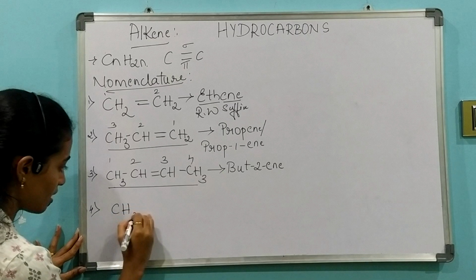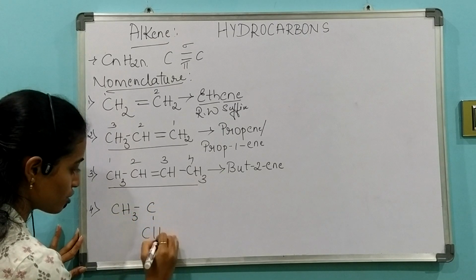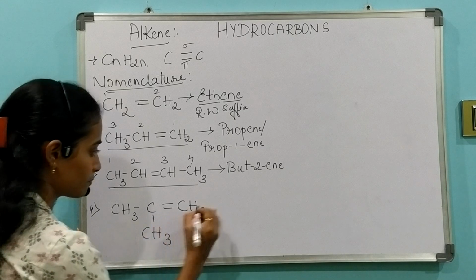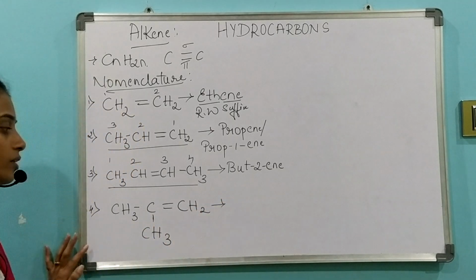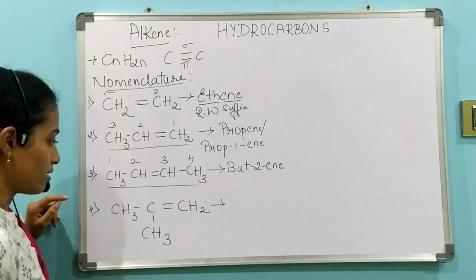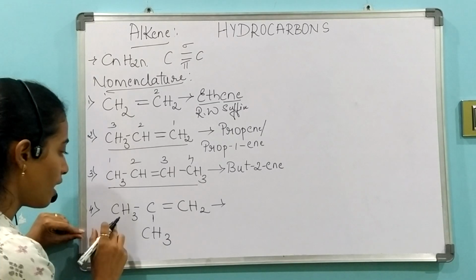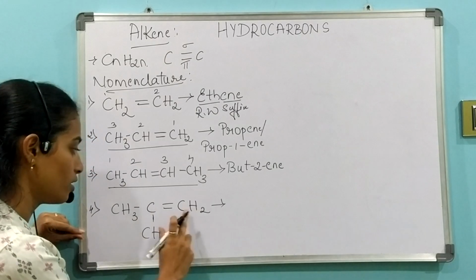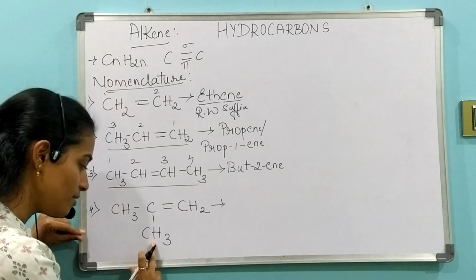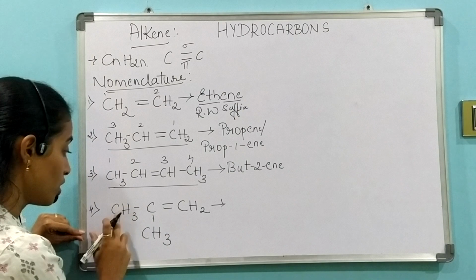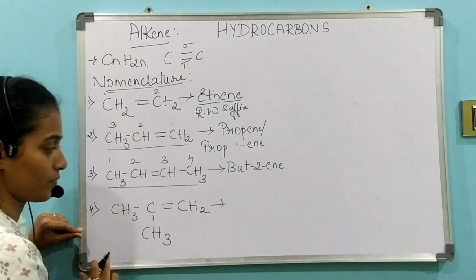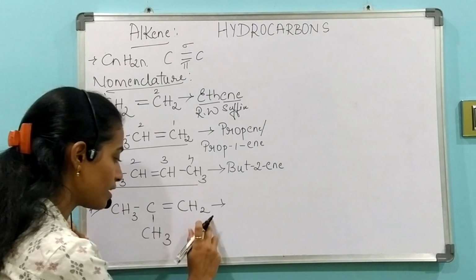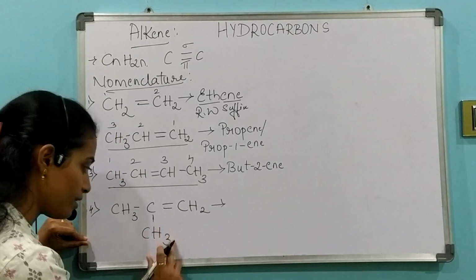That is CH3, C CH3, double bond CH2. So, follow the same rules again. Select the parent chain. 1, 2, 3. This is your parent chain. If not, 1, 2, 3, the second option. Which you have to select now. See, you have to select this parent chain, if not this parent chain.